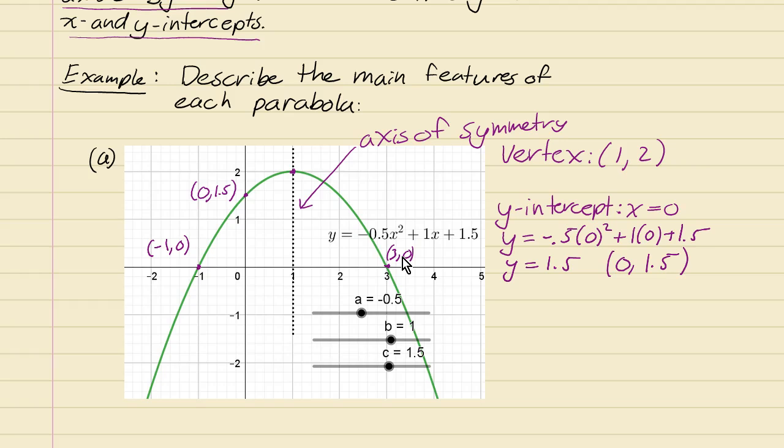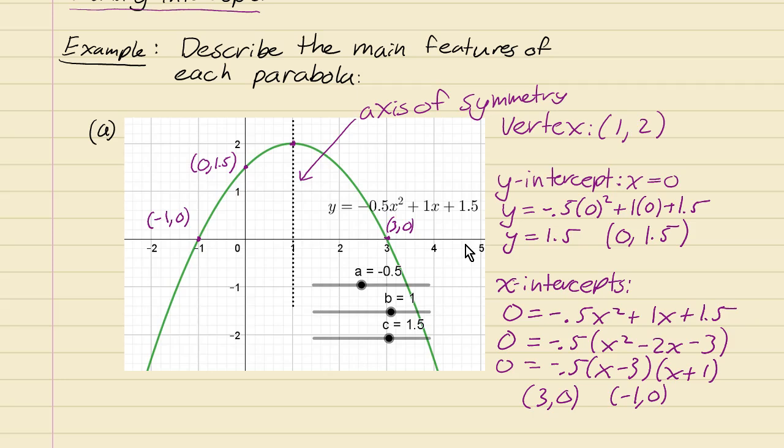The way you could find that if you didn't have them here is you could solve the equation 0 equals all of this stuff. And here's what the work to do that would look like if you didn't have the graph right in front of you. You would set y equal to 0 to find the x-intercept and then solve this equation. It's a little tricky to factor out that negative 0.5 there, but this is what it would look like. You can check that by distributing the negative 0.5 in there and making sure you get this. But anyways, that gives you x equals 3 and x equals negative 1. So that's the basic way you can use the equation or the graph to describe the main features of it.